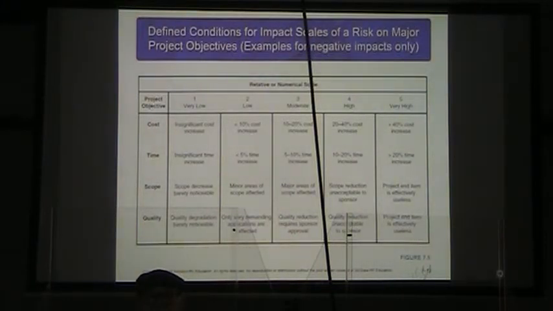For time, very low would be an insignificant time increase. A low would be under 5% time increase. Moderate would be 5 to 10% time increase. High would be a 10 to 20% time increase. And very high would be over 20% time increase.